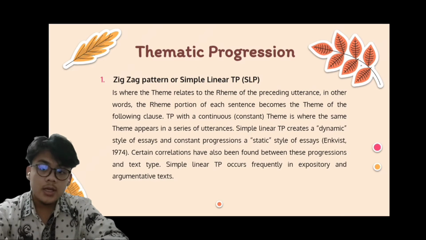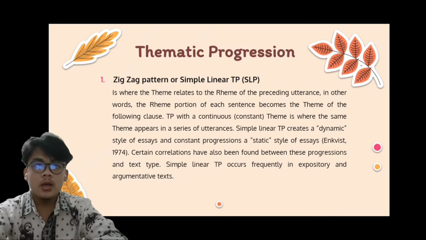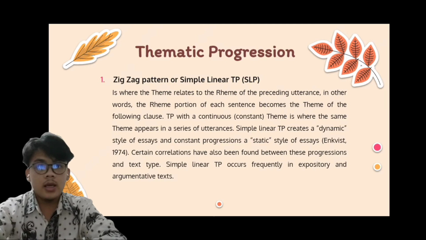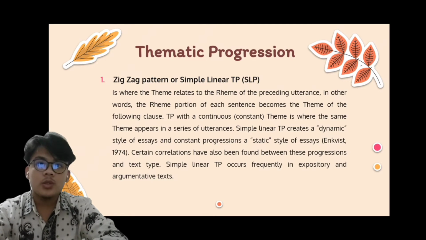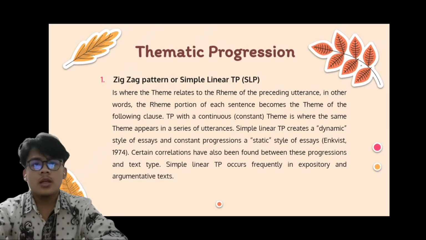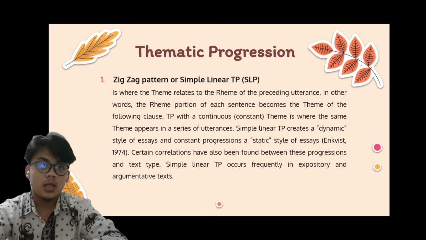Hi, I am Fandi Santoso, and my student number is 202122152. And I'll continue the material about thematic progression. Number 1 is zigzag pattern or simple linear, where the themes relate to the rheme of the preceding utterance. In other words, the rheme portion of each sentence becomes the theme of the following clause.